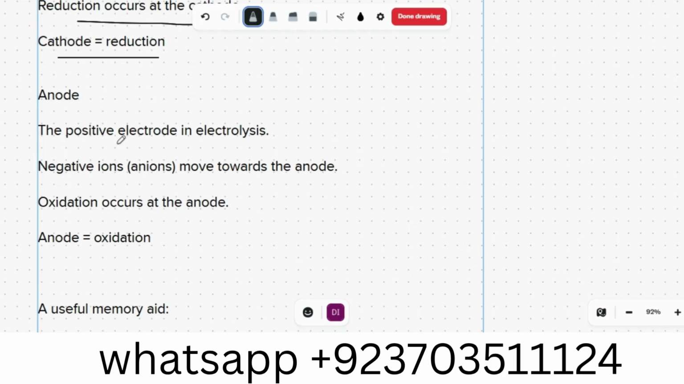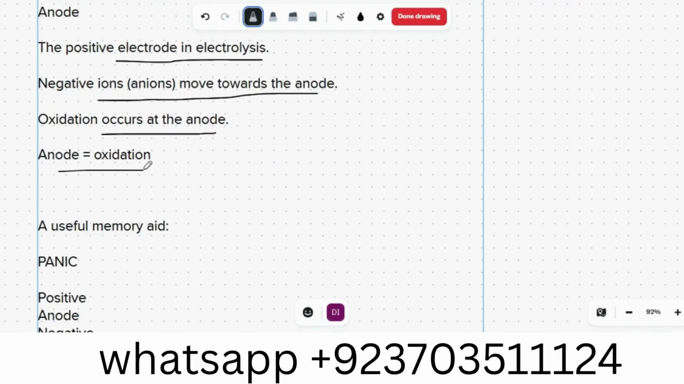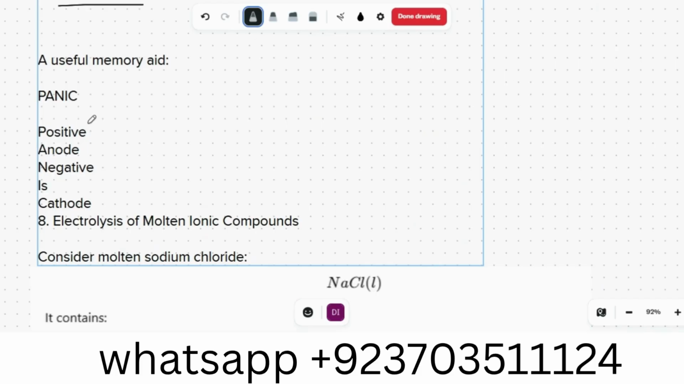What is the anode? The anode is the positive electrode in electrolysis, and negative ions move towards the anode. Oxidation occurs at the anode. Anode equals oxidation. Useful memory aid: PANIC. Positive is anode, negative is cathode.